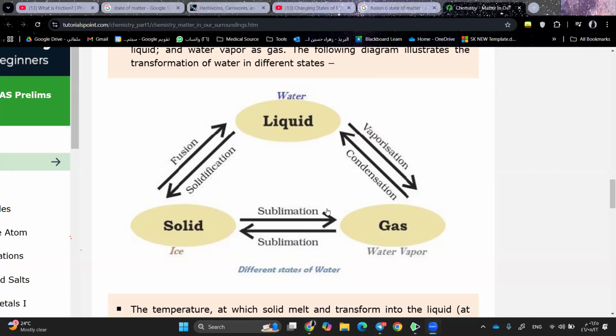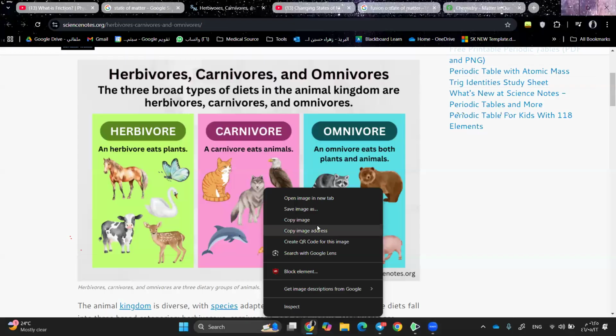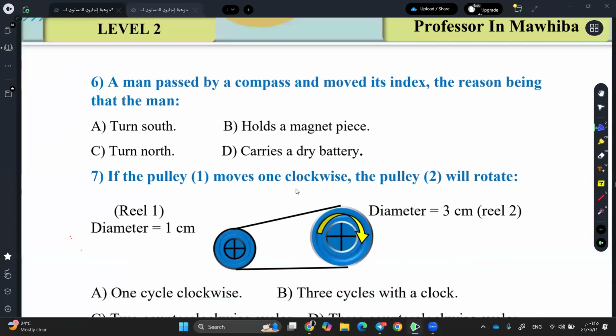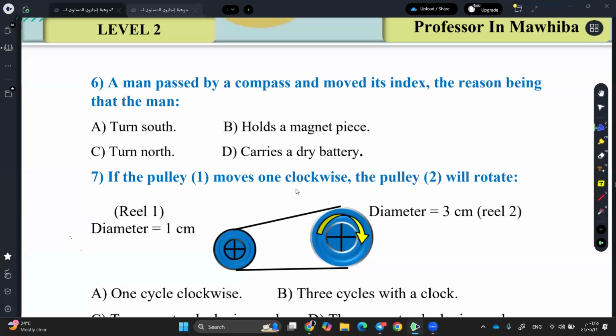So all of you understand this concept. I already sent it to you on the chat, and let me send this picture again so everyone can be aware of these concepts. Okay, yalla, question number 6 here.